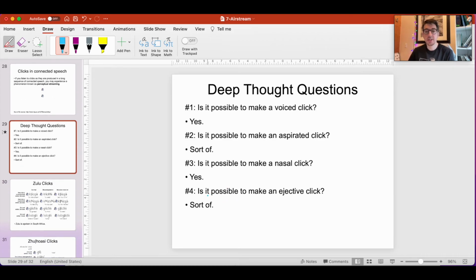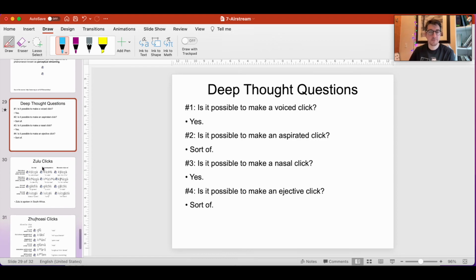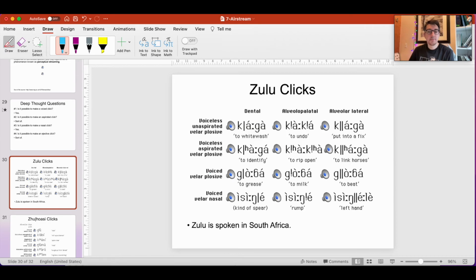And is it possible to make an ejective click? Sort of. Very difficult though, because then you're using two kinds of mechanisms. You're using glottalic and velaric mechanisms, but it is possible to maybe combine them after you have produced a click. You can produce an ejective sort of sound. Yeah, so I'll just drink water here and stop for a second.